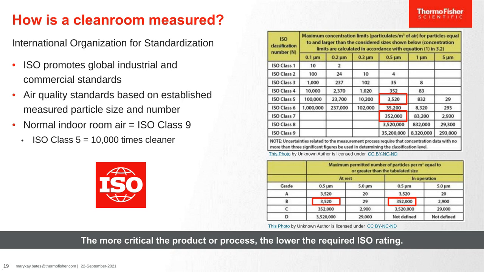I'll just mention grade A. Sometimes you'll hear about grade A clean rooms. A grade A clean room is ISO Class 5 at rest and in operation, and that's more difficult to achieve. So the more critical the product or process, the lower the required ISO rating. Just as some examples, pharmaceutical production is often done in ISO Class 7, but the final fill and finish is done in ISO Class 5.